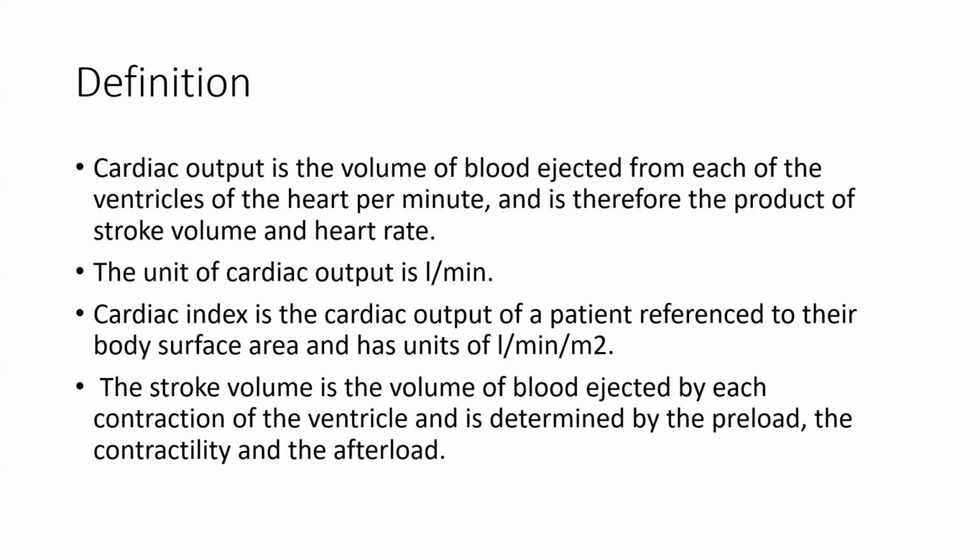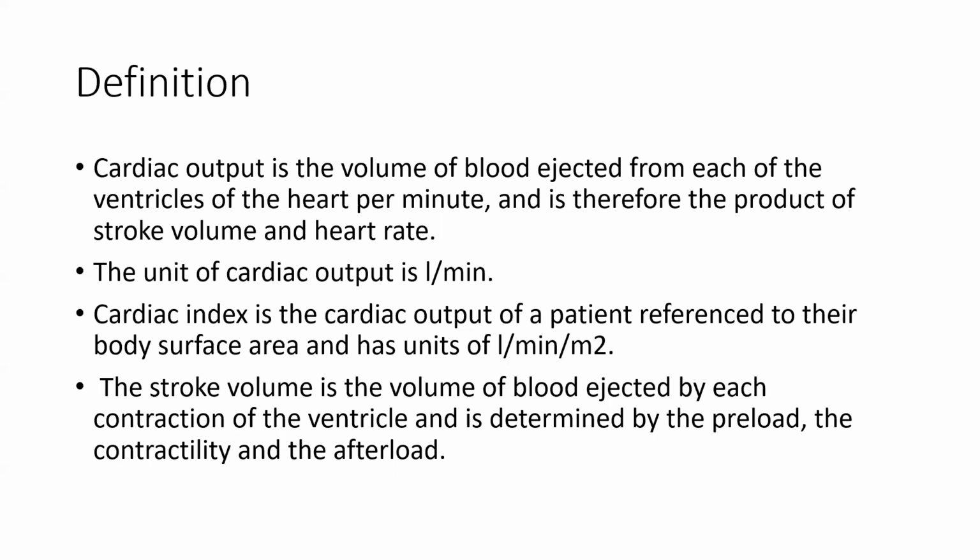Now, about definition. Cardiac output is the volume of blood ejected from each ventricle of the heart per minute and is therefore the product of the stroke volume and heart rate. The unit of cardiac output is liter per minute. Cardiac index is the cardiac output of the patient, in reference to their body surface area, and has a unit of liter per minute per meter square.